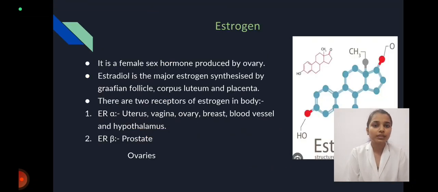So, estrogen. Estrogen is a female sex hormone produced by the ovary. Estradiol is the major estrogen synthesized by the Graafian follicle, corpus luteum and placenta. In our body there are two estrogen receptors, alpha and beta. Estrogen receptor alpha is present on the uterus, vagina, ovary, breast, blood vessels and hypothalamus, whereas estrogen receptor beta is present on the prostate and ovaries.